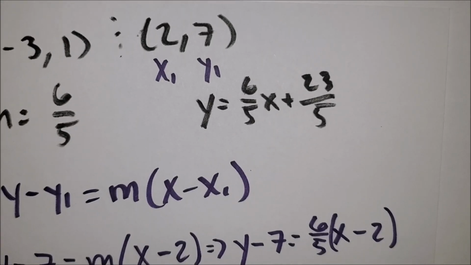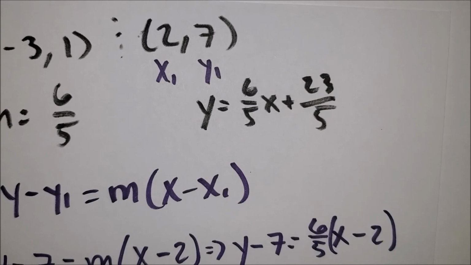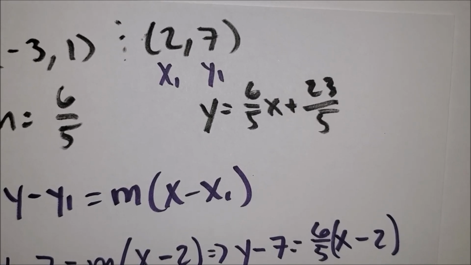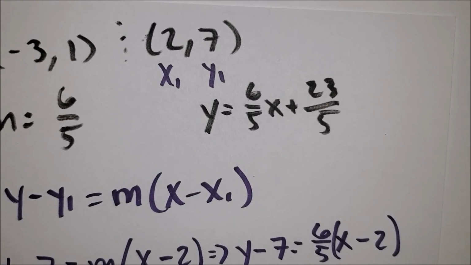So you can see that it doesn't matter which of your points you select when you're writing out your point slope formula, because you'll always get the same equation in the end. As long as you do it right, you get the same equation.